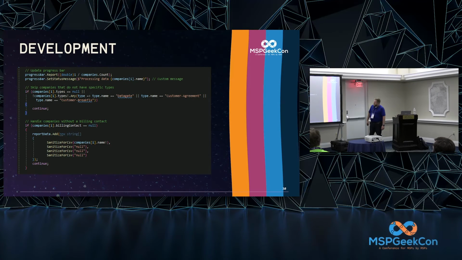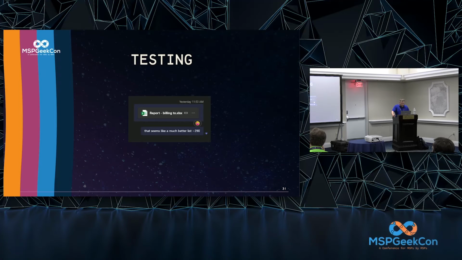Back to the dev board. Very easy. I said, if I got no types, exit or continue back to the top. Or if it's missing any of those in the name, in the type, again, just exit. We run through it again. We got 390 clients in that list. That looks like a better list.